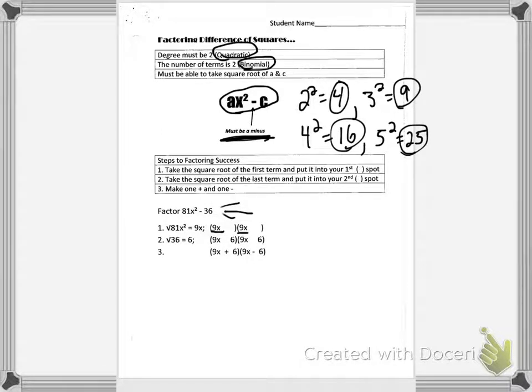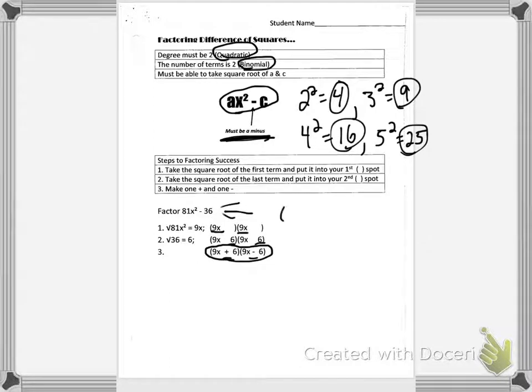Step 2, I need to take the square root of my last term and put it into my second parenthesis spot. So I'm taking the square root of 36, which is 6. So I'm putting 6 into the second spot in each set of parentheses. Step 3, make 1 a plus sign and 1 a minus sign. That's what I'm doing right there. And so this would be me factoring 81x squared minus 36.